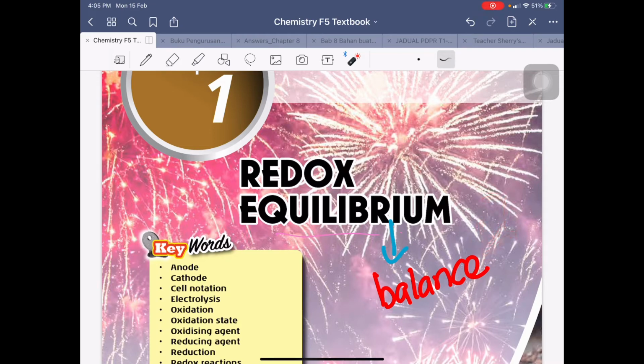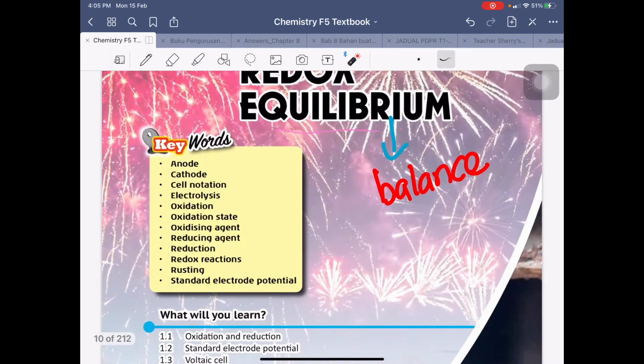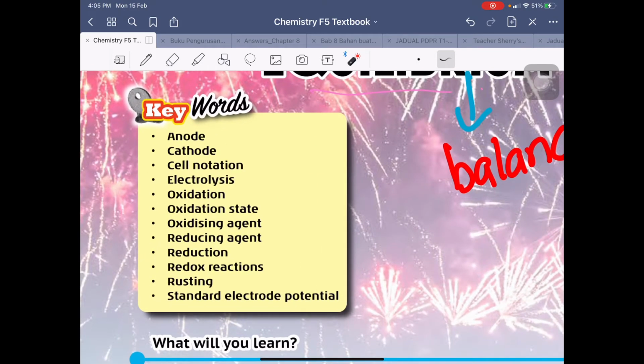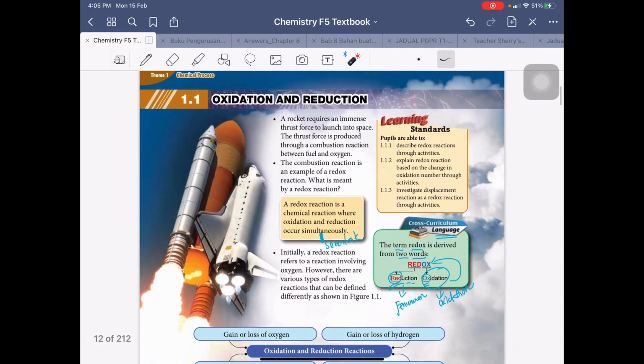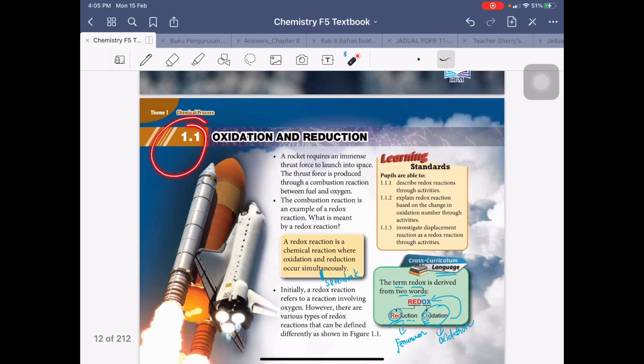So, redox balance. There are a few keywords that you are going to learn, but for now I just want you to see this one. Oxidation, oxidation state, oxidizing agent, reducing agent, and reduction, and of course redox reaction. Other keywords such as anode and also cathode, this one you have learned in form 4. So we are going to see the subtopic 1.1 in this chapter, which is oxidation and reduction.